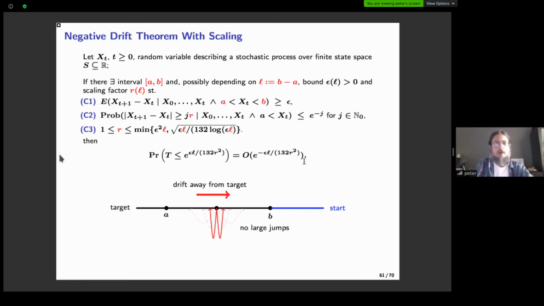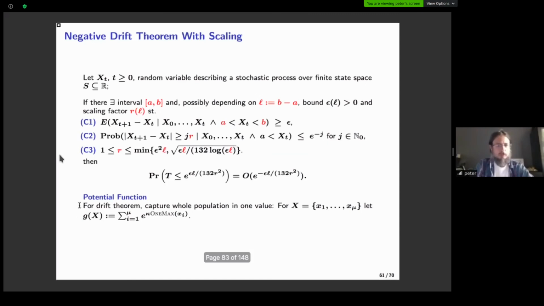However, we have two problems to apply this negative drift theorem to our generational genetic algorithm. The first one is that we need to decide in what position our algorithm is. Since we've got a population of individuals, we need to decide what state the population is in, what position it's in. And to do this, we use a potential function here.